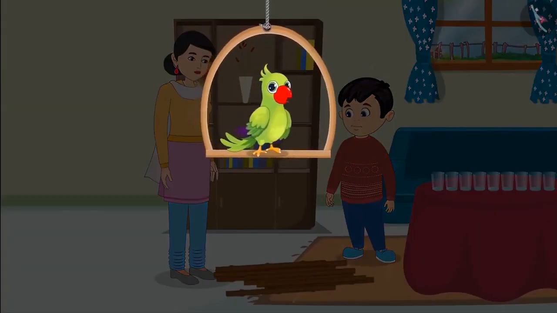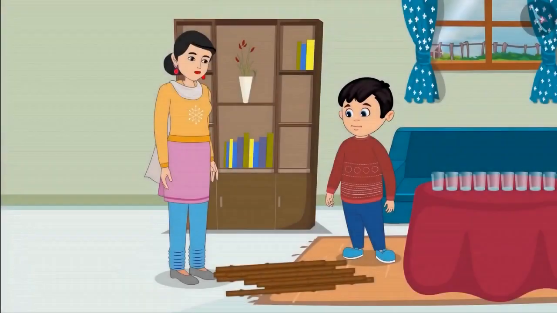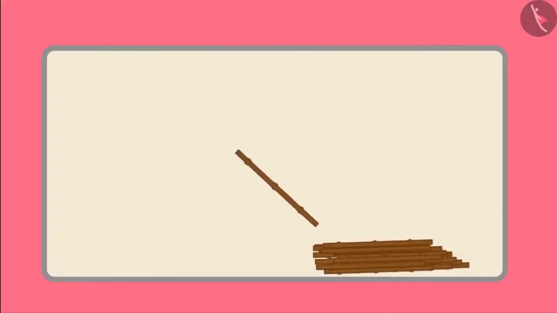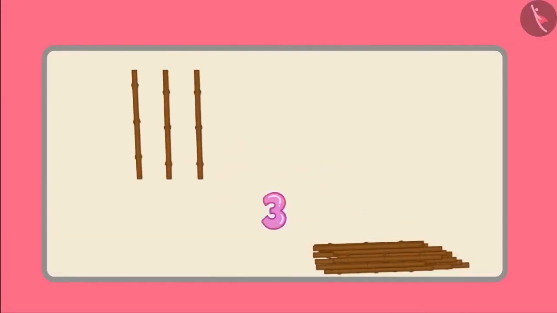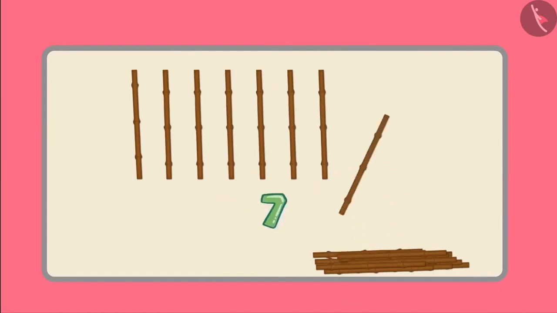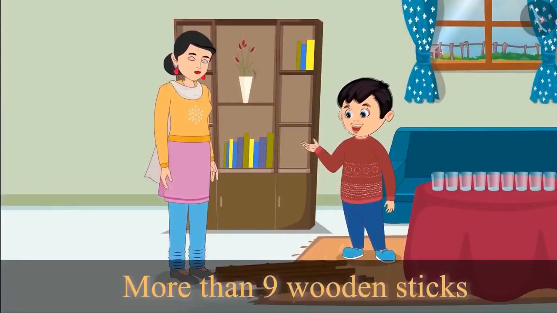Choto's mother needs some wooden sticks for a bonfire in the evening. Choto gets some wooden sticks from the forest. Choto, can you count and tell me how many wooden sticks are there? Yes, mummy. 1, 2, 3, 4, 5, 6, 7, 8, 9, and I don't know how to count ahead.